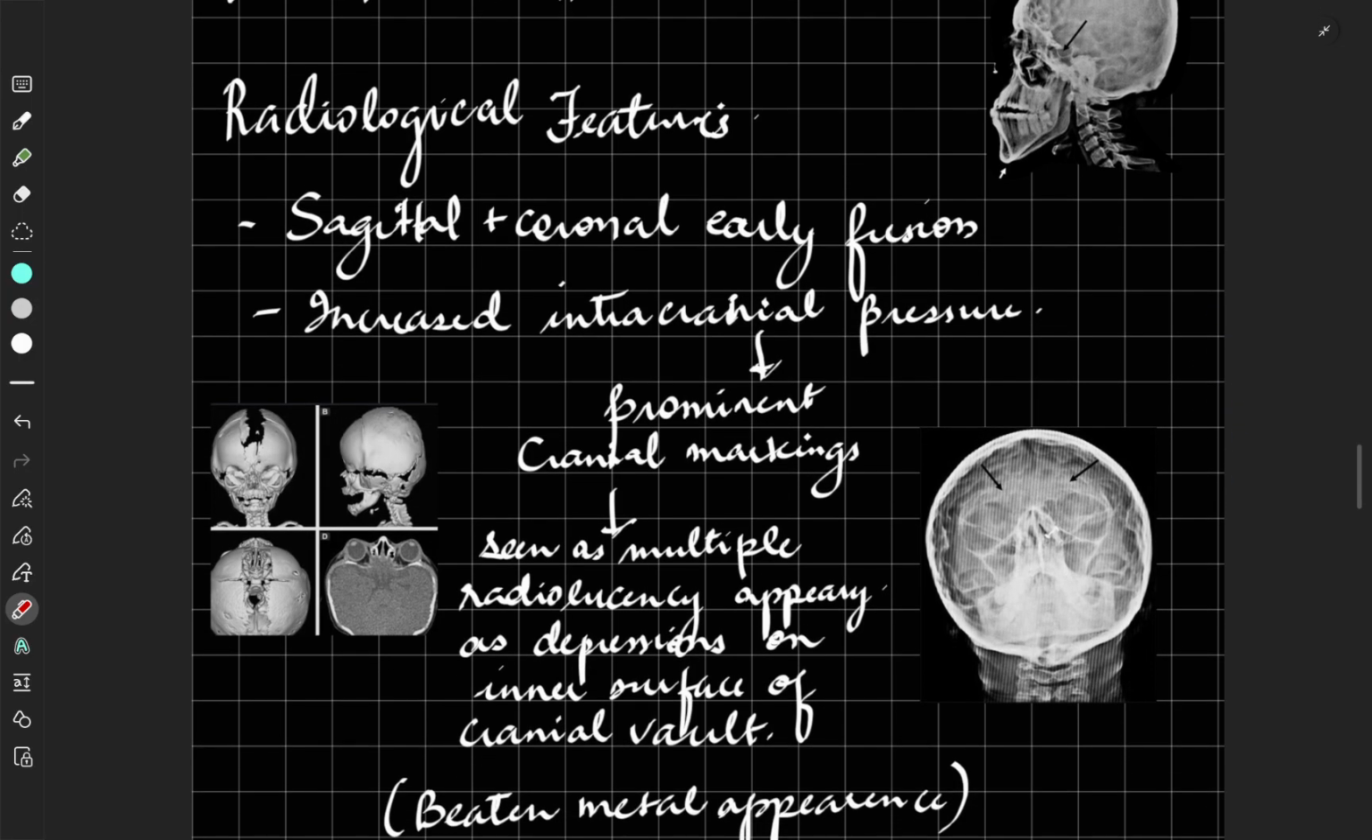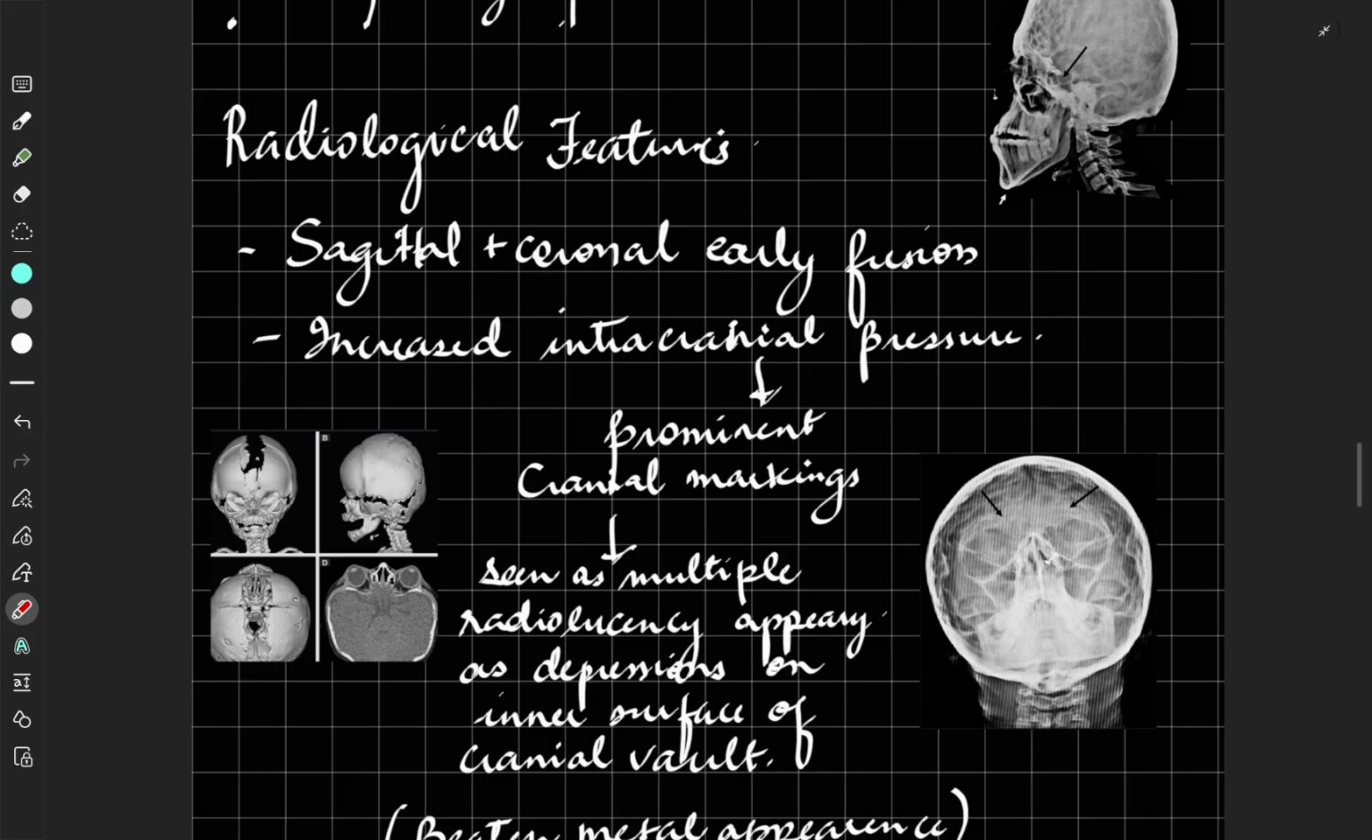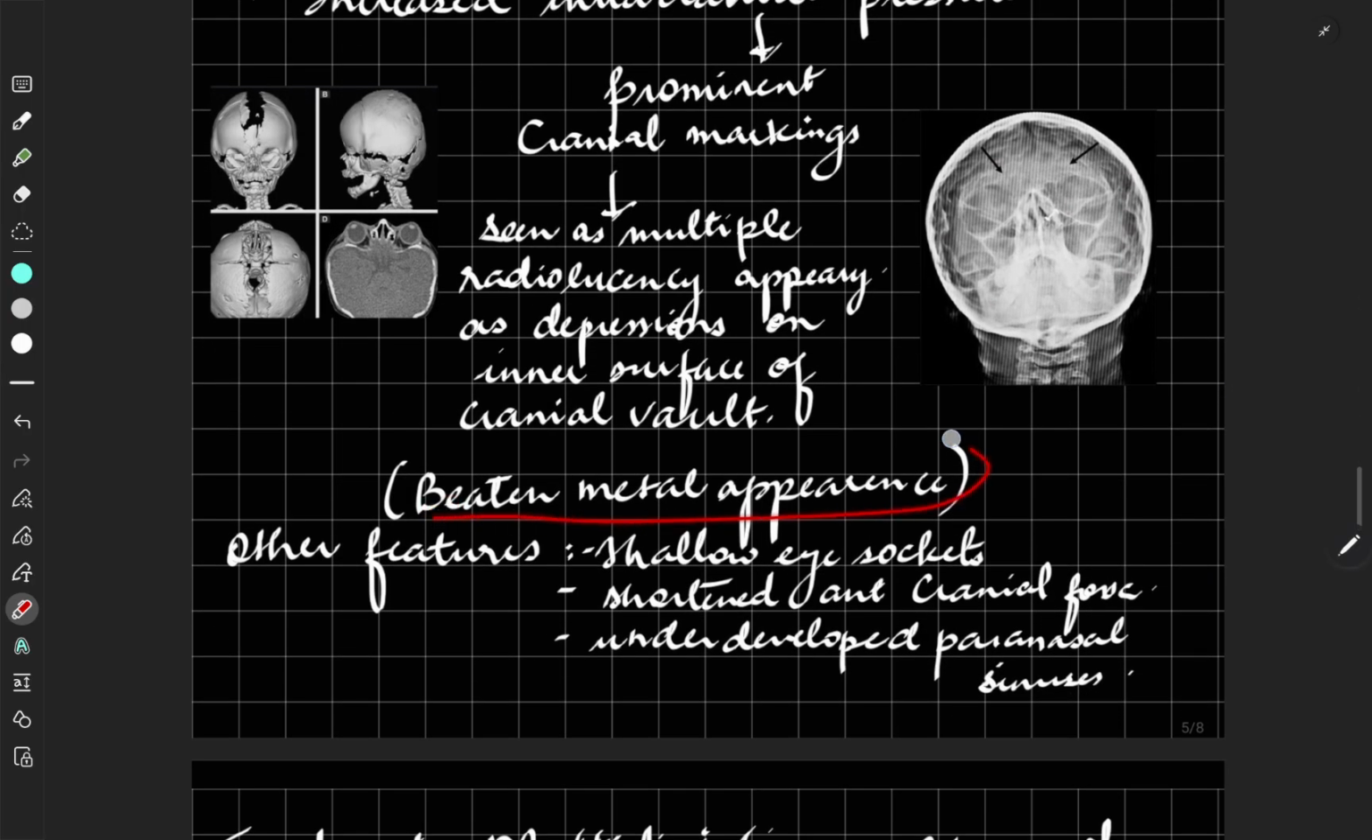Now, coming to radiological features, you can see early fusion of the sagittal and coronal sutures, and increased intracranial pressure leads to prominent cranial markings. These are seen as multiple radiolucencies and depressions on the inner surface of the cranial wall. Can you appreciate it here? The intracranial pressure causes deformities on the inner aspect of the cranial wall, which is known as beaten metal appearance. Here you can see that the sagittal and coronal sutures are fused.